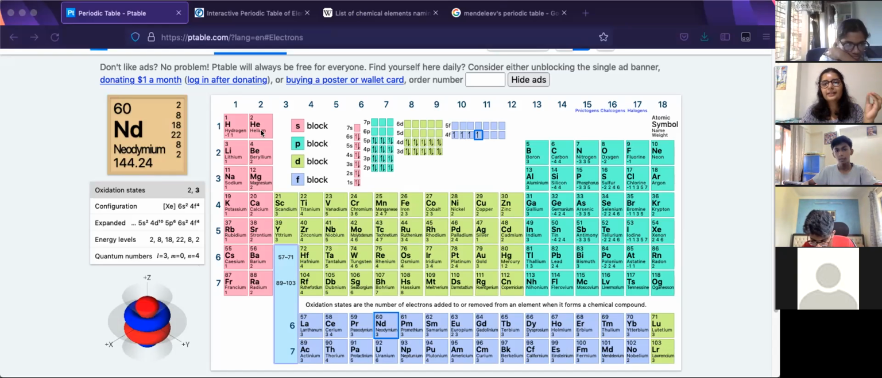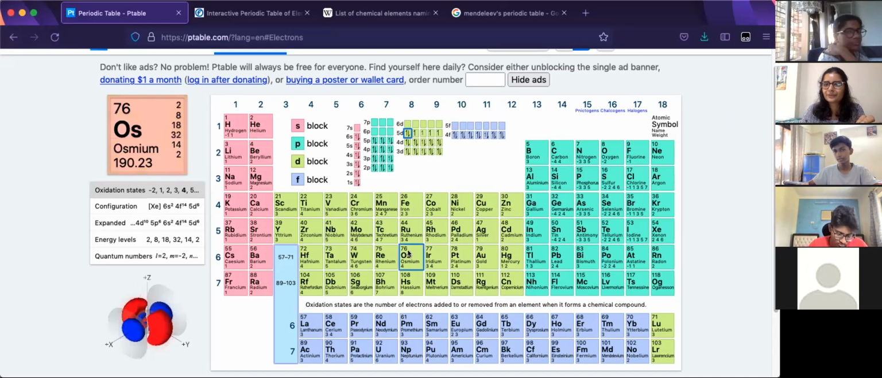So if I pick any random element, let's say osmium. Osmium is something that you are not familiar with. You haven't come across any osmium compound or anything at all. But now you can talk about osmium. Can you give me some of the rough properties of osmium? It's a metal. Is it moderately reactive? Yes. It will have a high melting point and colored ions. It could be paramagnetic. Yes, absolutely.